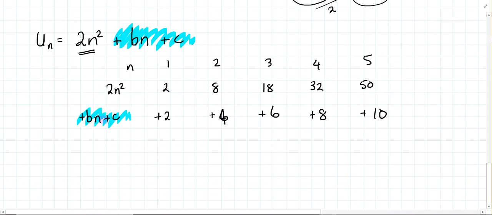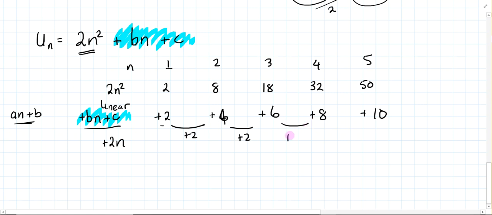Well, this is basically an plus b, but just with the b and c. So this is the linear part. So if I find out the rule that gives me these, I've got it. And what is it? 2n. So actually this is plus 2n. 2, 4, 6, 8, 10. n is 1, so it goes up by 2 every time. So I'm now doing the linear part, just like I was before. So plus 2 every time, 2n.